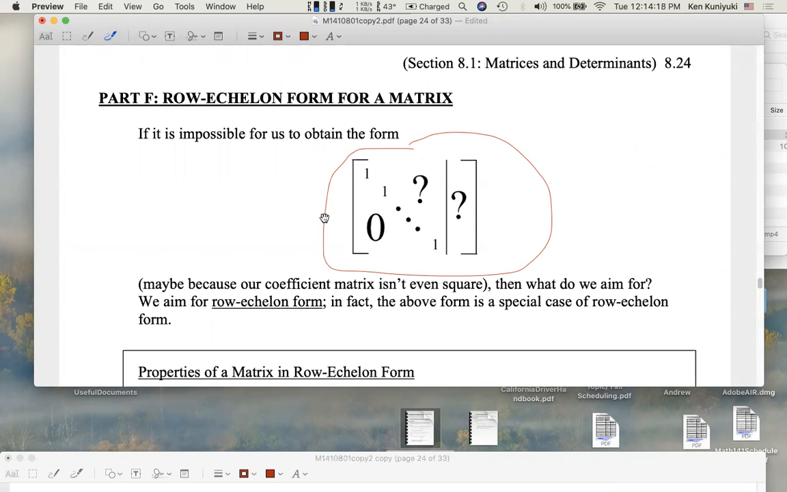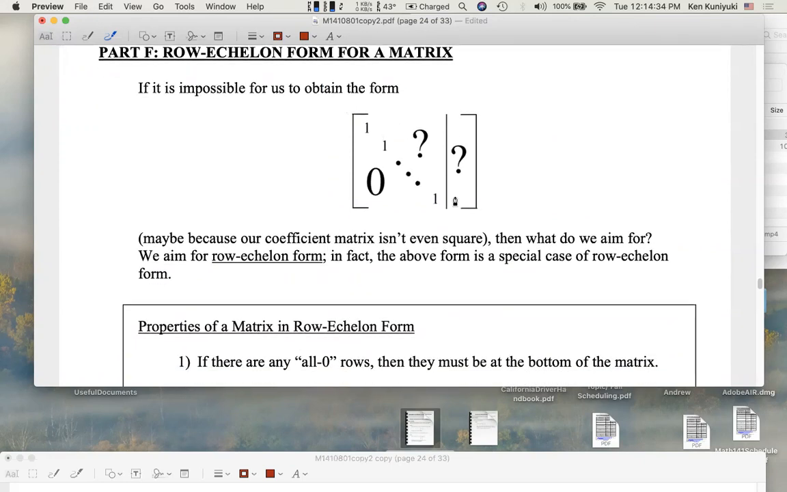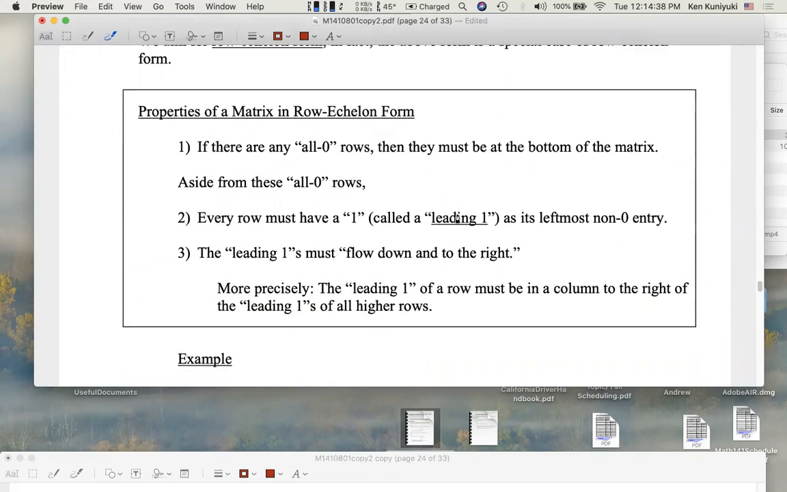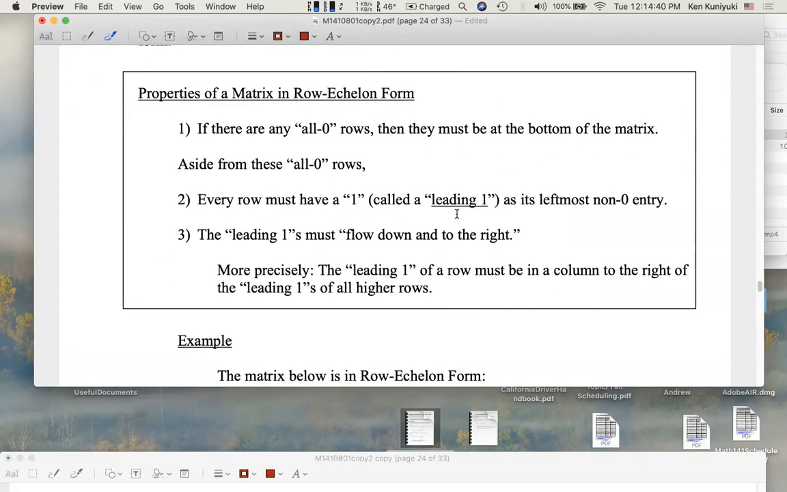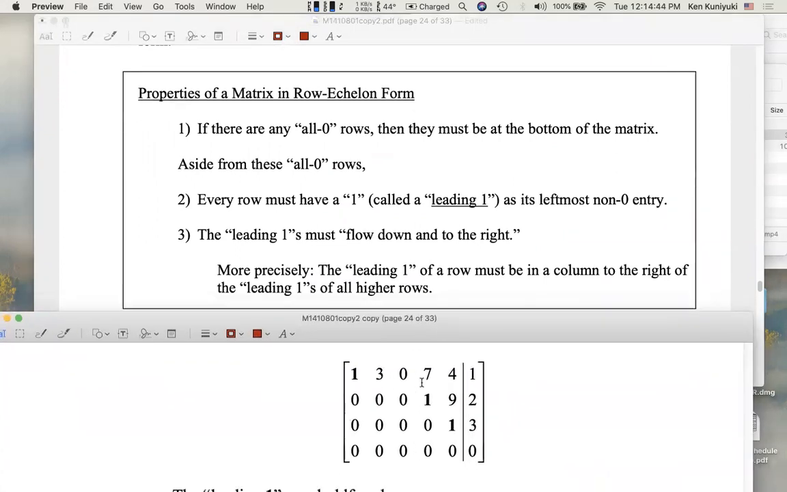But what if that's impossible? What if we don't have one unique solution? Or what if we have a non-square system? You run into those things all the time in Math 254, linear algebra. In general, what is row echelon form? Well, this is an example of that, but what are some other forms? What are the general properties? So here are the properties of a matrix in row echelon form. Right. And then we'll take a look at this guy.